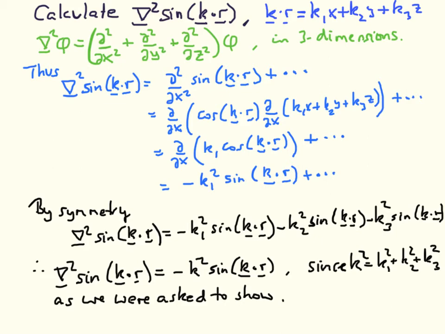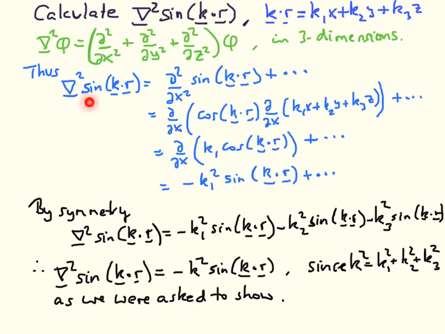So on the second slide here, what I want to do is to apply the Laplacian to the sine of the scalar product of k and r. The scalar product of k and r is going to be k1 times x plus k2 times y plus k3 times z, where k1, k2 and k3 are the components of the vector k in the x, y and z directions. So the Laplacian of a scalar field, and this is a scalar field, is obtained by differentiating the field twice with respect to each of the Cartesian directions. This is it in 3 dimensions.